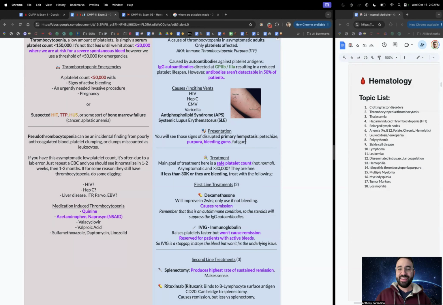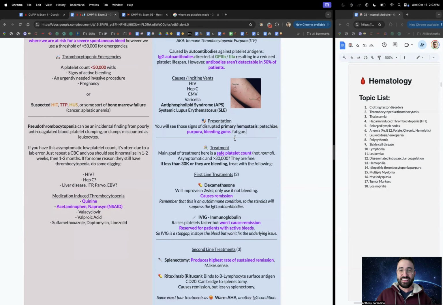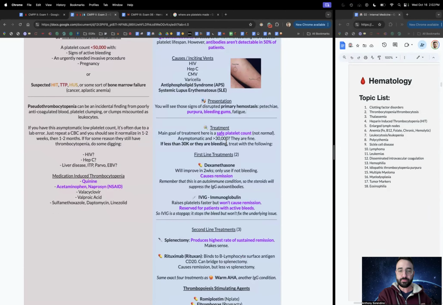Petechiae? Yeah. I promise I'm slightly intelligent. I promise I know how to read. There's just so many words sometimes. Anyway, so look for that stuff, your purpura, your petechiae.